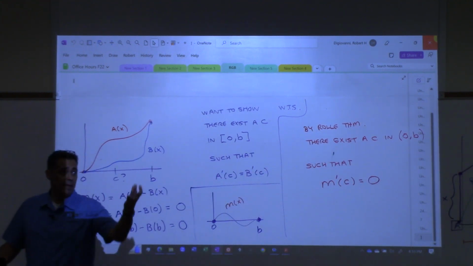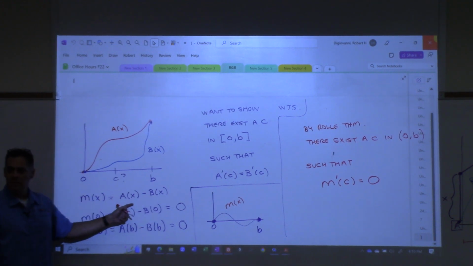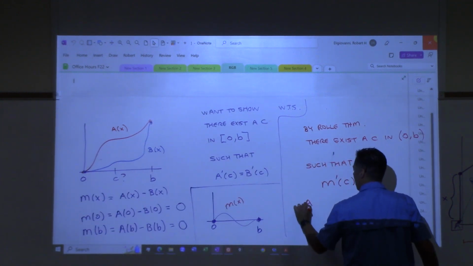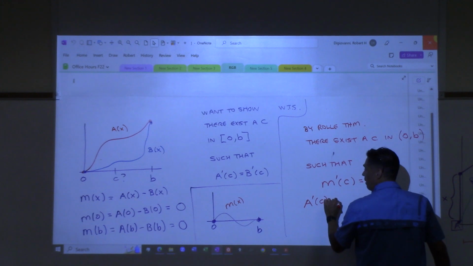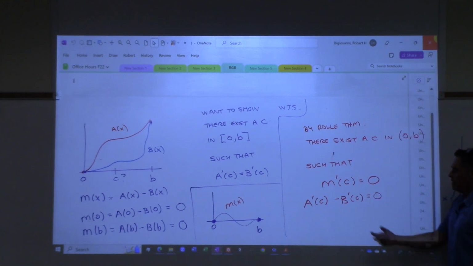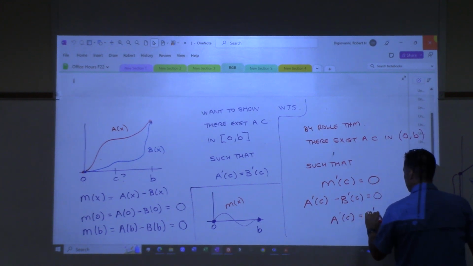I'm a step away. You know what to do now? What are you going to do? What's the left side? It's ax minus bx. If you want to take the derivative of m, then you're just going to do the derivative of each of these separately. So the derivative of m at c would be the derivative of a at c minus the derivative of b at c, but that has to be 0. And now just move this to the other side, and I'm done. The derivative of a at c is equal to the derivative of b at c.